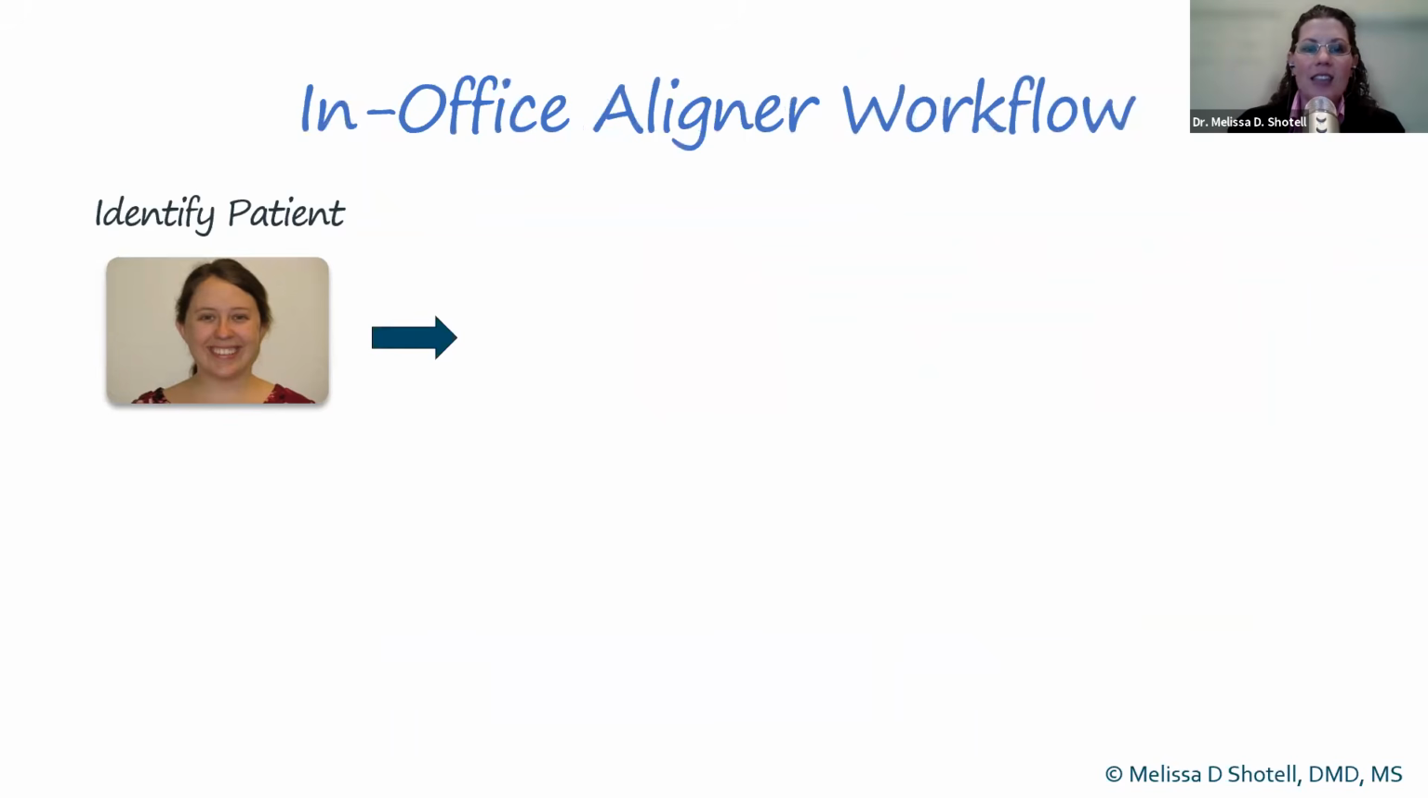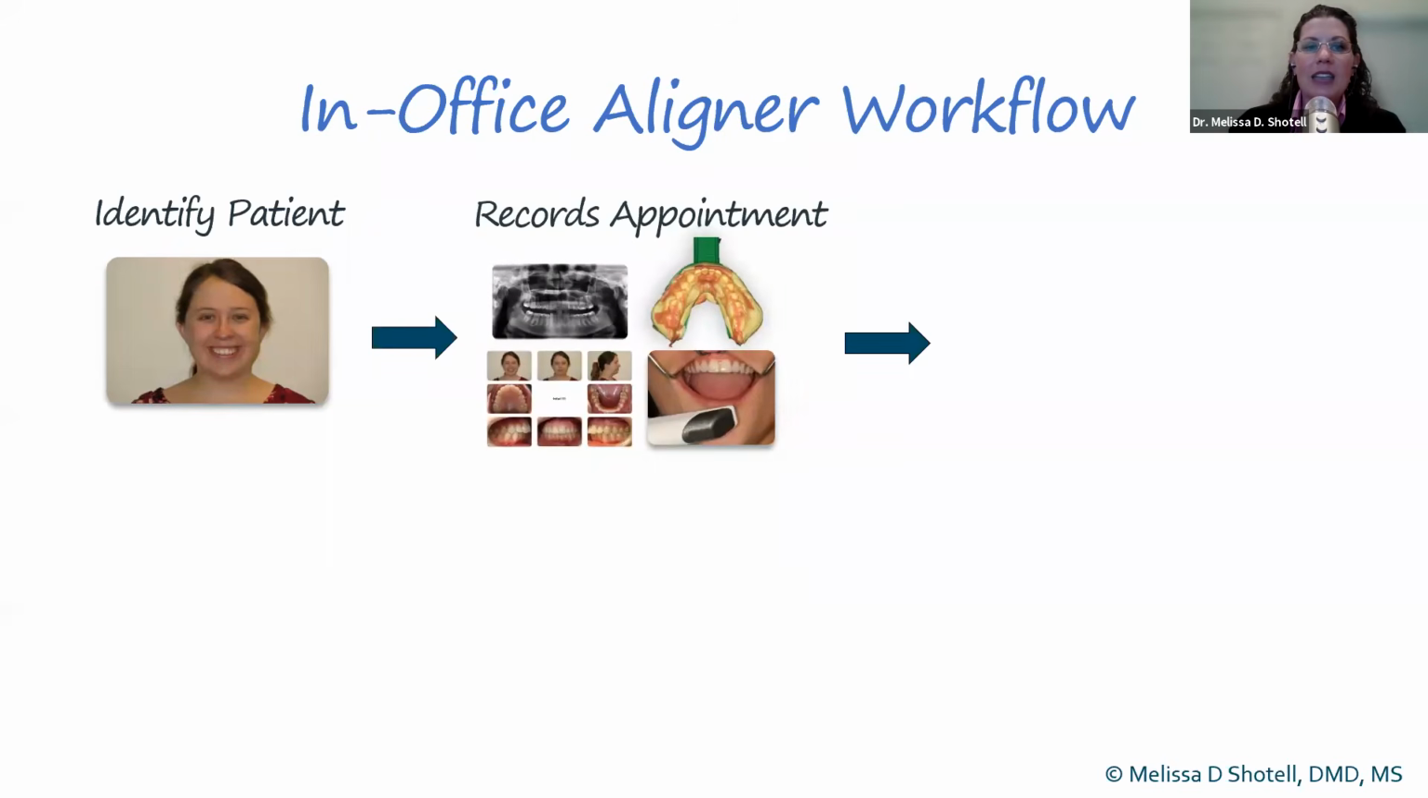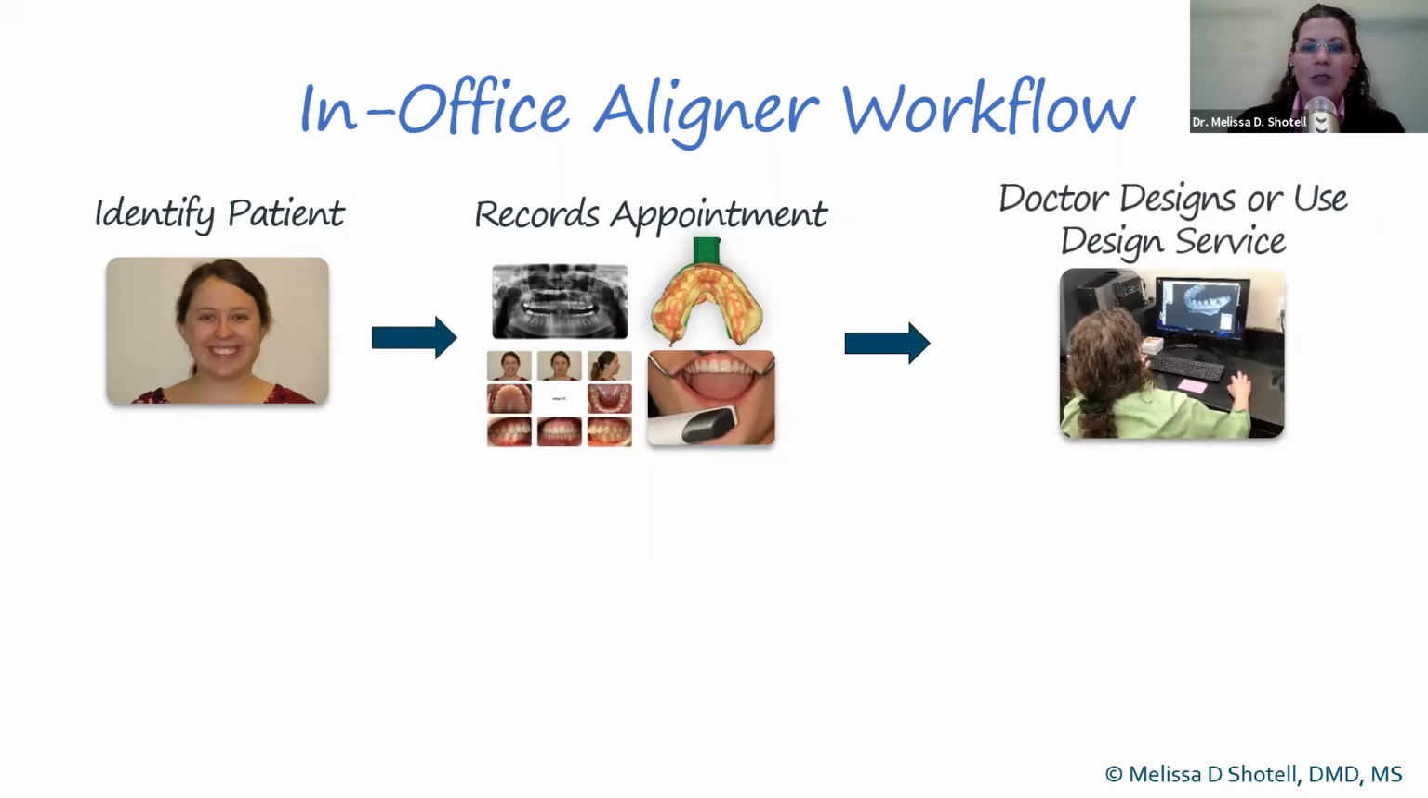In our in-office aligner workflow, we're going to identify our patient in the same way, seeing if they're a candidate for aligner treatment, and we're going to take our records. And this is where the difference begins. Instead of sending our records off to a major aligner laboratory, we can create the design in our own office utilizing Blue Sky Plan.